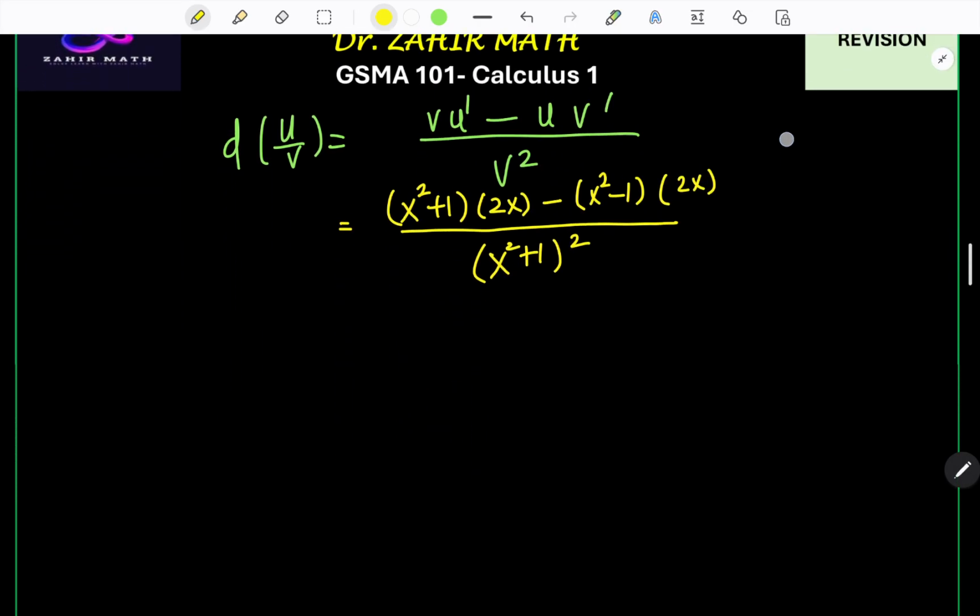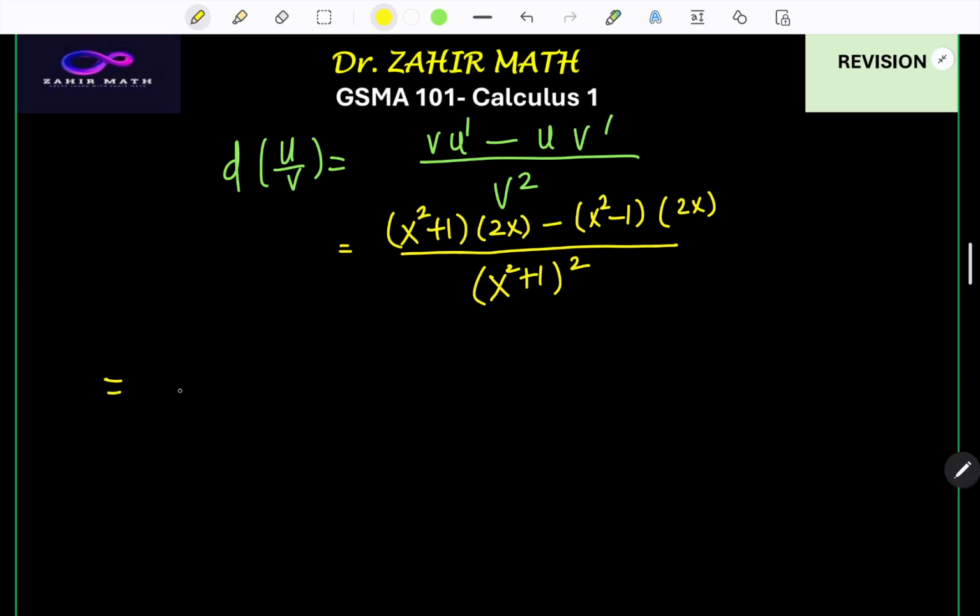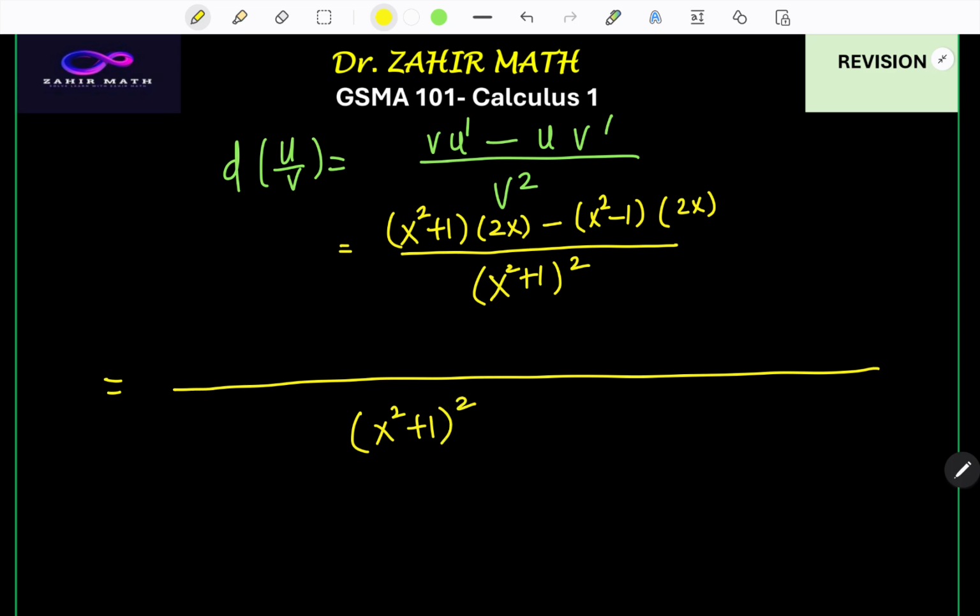Now we are going to simplify this. So this equals, just make a line, x square plus 1 the whole square. Now we are going to start. So x square into 2x, how much? 2x power 3. And 1 into 2x, so this is 2x. Close the brackets. Then there is a minus. Be careful, minus is there. So first multiply, then remove the bracket.